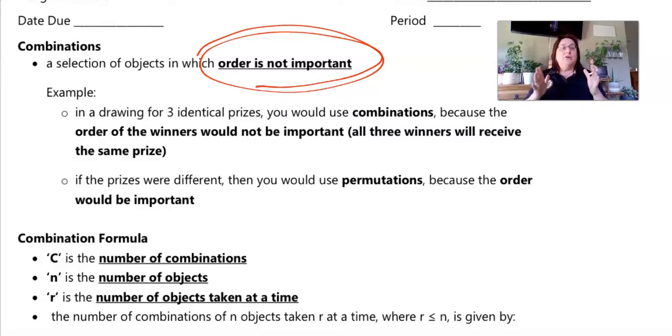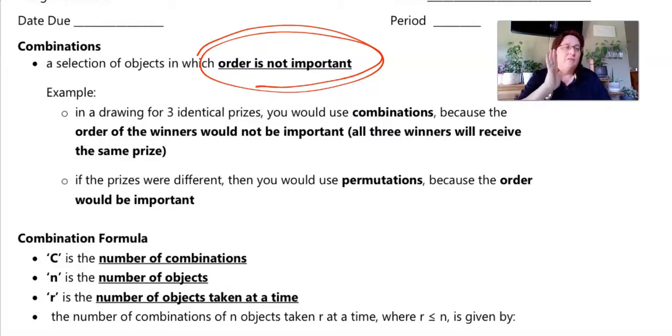Another example: if we're drawing 3 identical prizes, the order of the winners is not important because all the winners will receive the same prize. That is a combination. Now, if the prizes were different, so if first, second, and third place got different prizes, then the order would be important. But order is not important when we just say all 3 winners are going to get a prize.